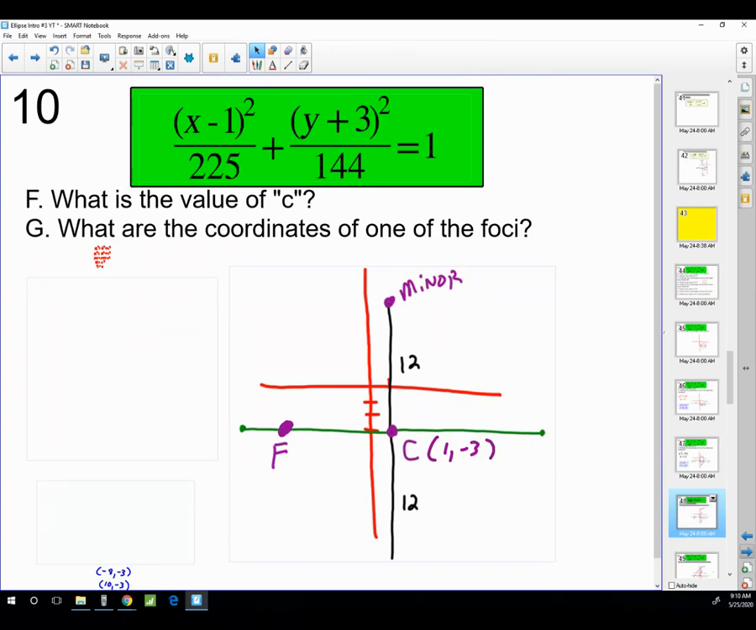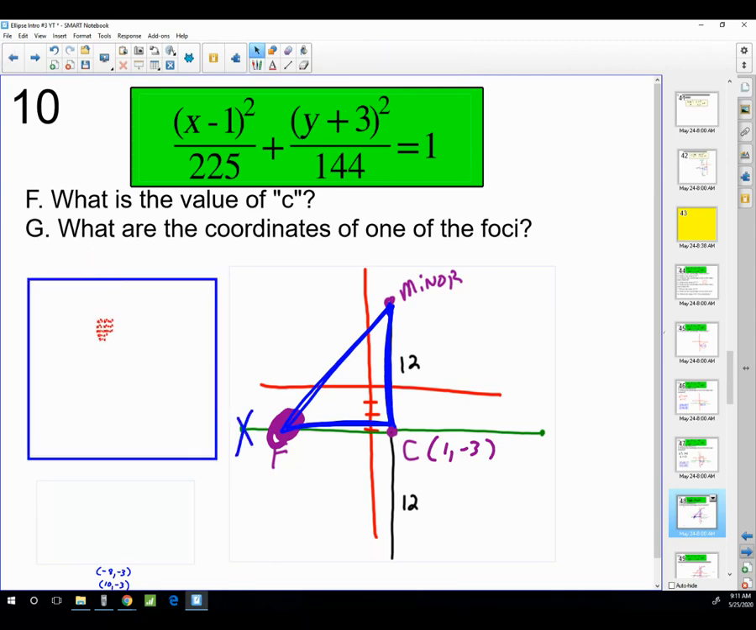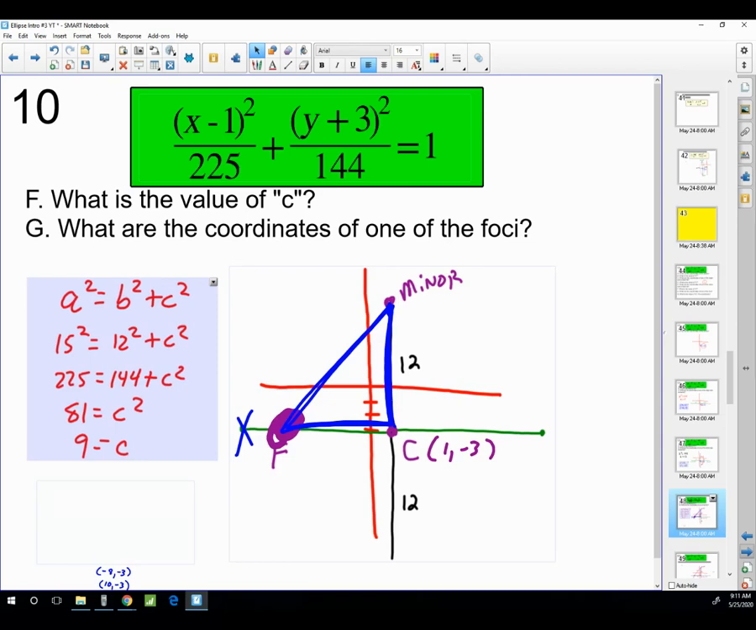Now, to find the value of c, we need to put in a focus because the right triangle is center, minor, focus, center, minor, focus, center, minor, focus. You got to tell yourself that. No major, please. Then you do the Pythagorean theorem, and we realize that this distance right here is 9. And then we just go 9 to the left, 9 to the right from the center, which means we add and subtract 9 to the 1 and come up with these coordinates.